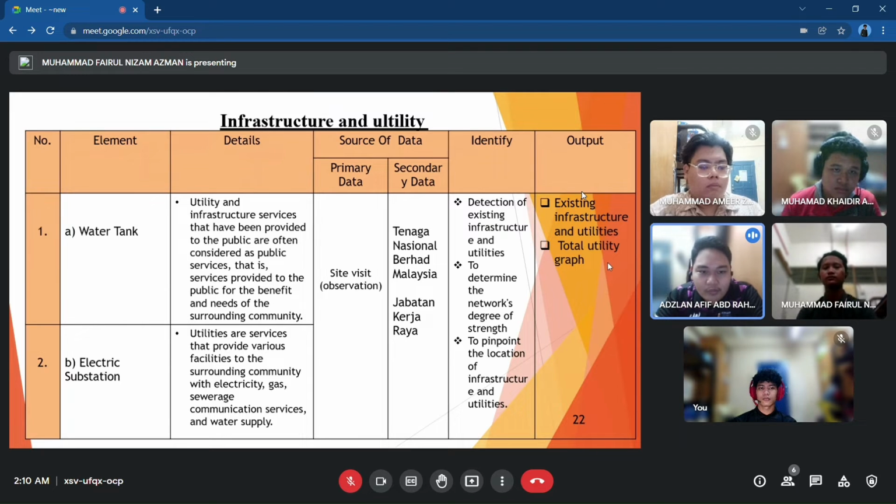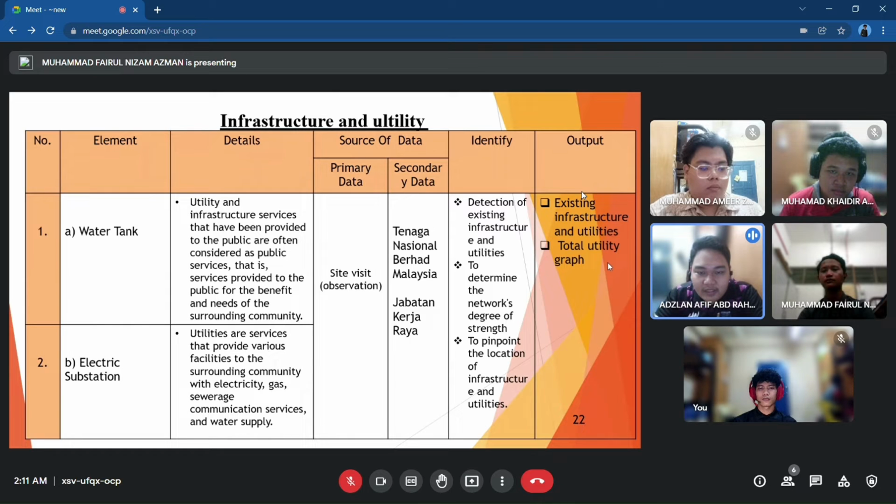So how do we know about the presence of the water tank and electric substation? It is from the data that we have collected, which is primary data and secondary data. For primary data, we go for a site visit, and for the secondary data, we get it from Tenaga Nasional Berhad Malaysia and also Jabatan Kerja Raya.